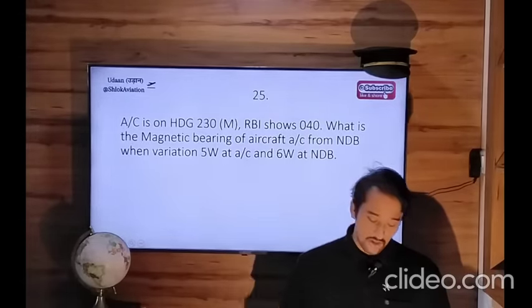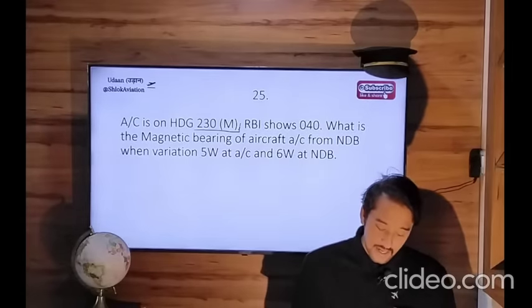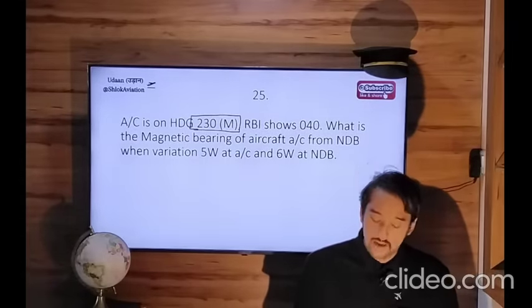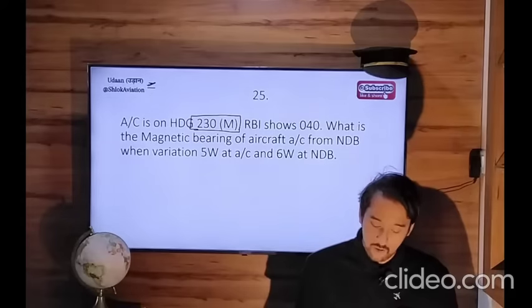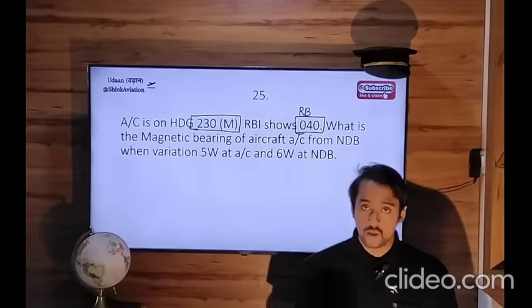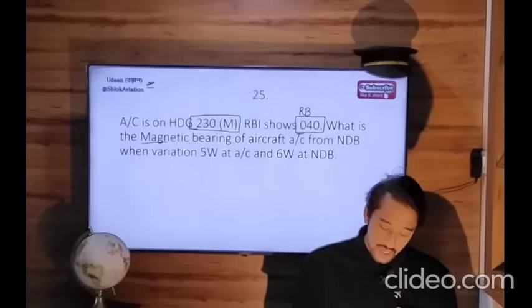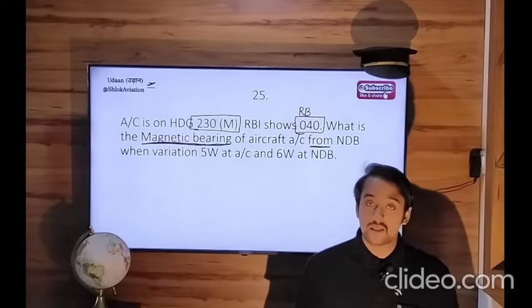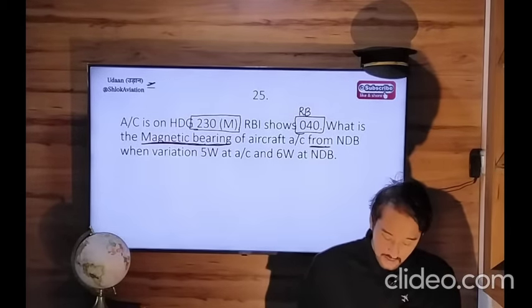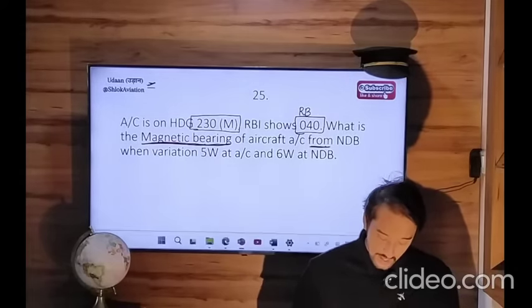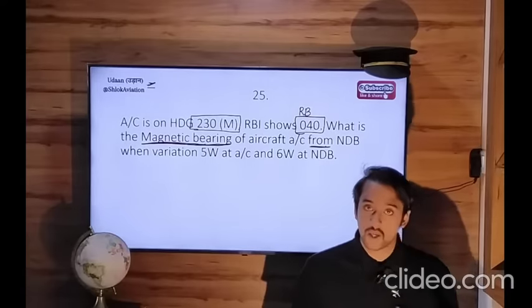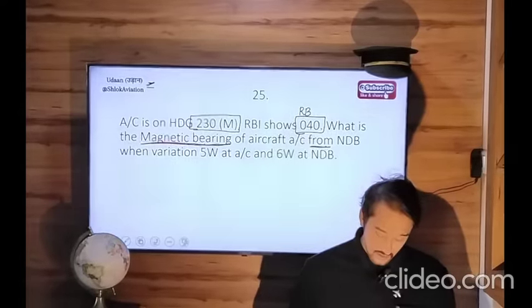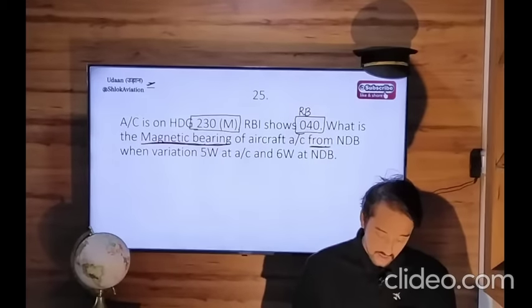So very simple, sir. Aircraft heading is given to you in magnetic and RBI, relative bearing indicator, shows 040. So your relative bearing given is 040. You are asked to find magnetic bearing from the station. Magnetic bearing from the station is your QDR.